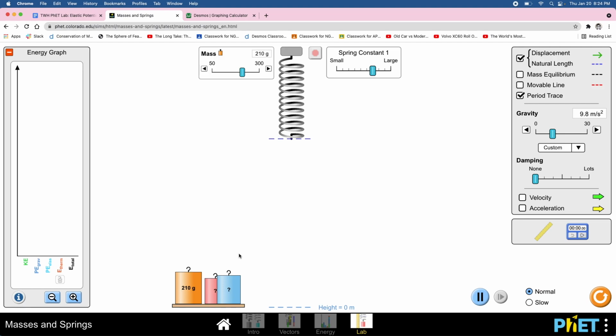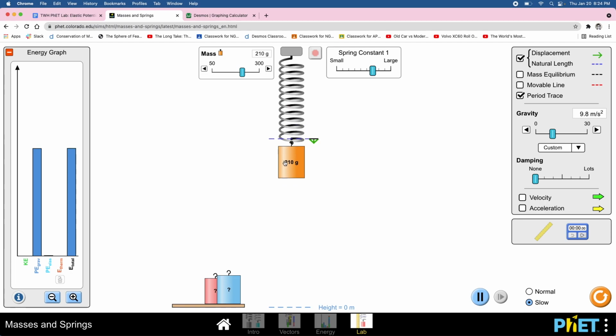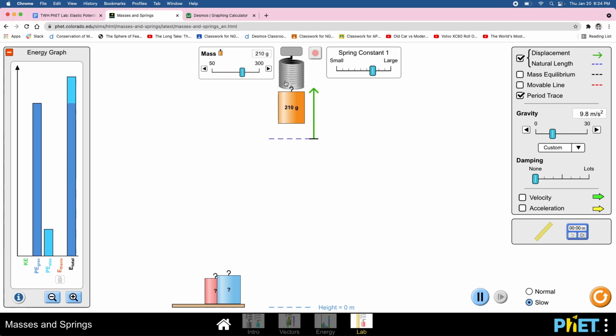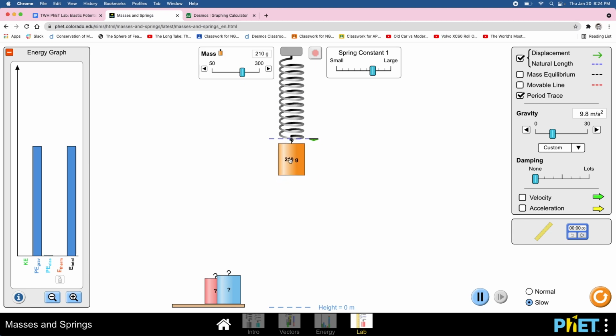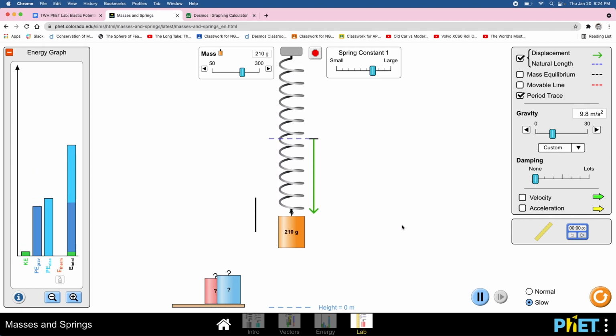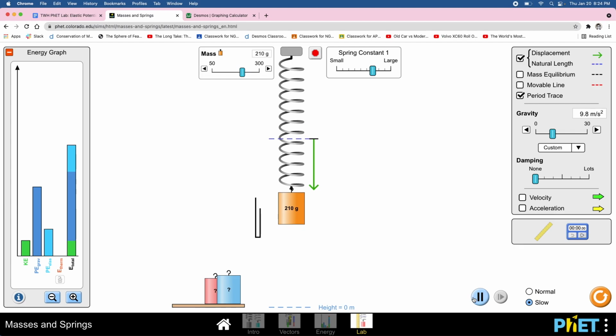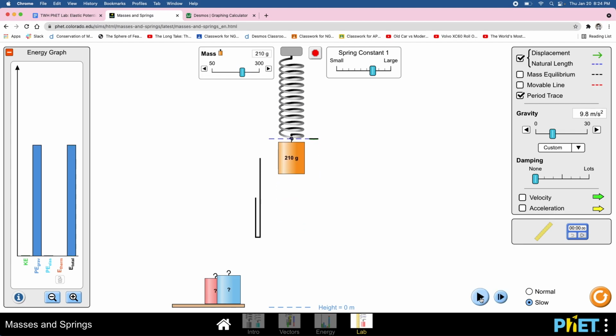What I want you to start with is clicking slow, which helps, to attach this mass, but don't push it up or pull it down to start. Just simply put it on the spring so that there's no displacement of the spring to start. Then when you let it go, it's going to travel down and then up.